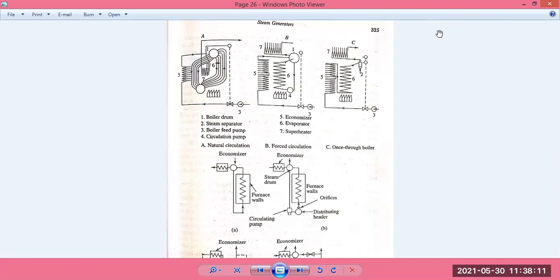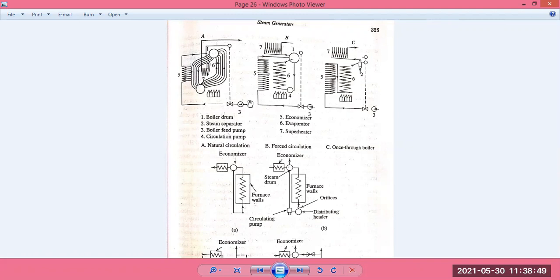Natural circulation is mostly used up to steam pressures of around 180 bar, not for very high pressure boilers or supercritical boilers. The separation of steam from water takes place in the boiler drum itself. Here, these pipes are generally defined as the boiler drum itself.